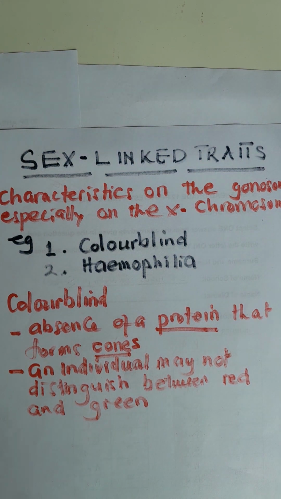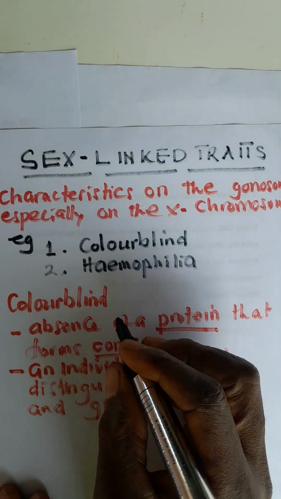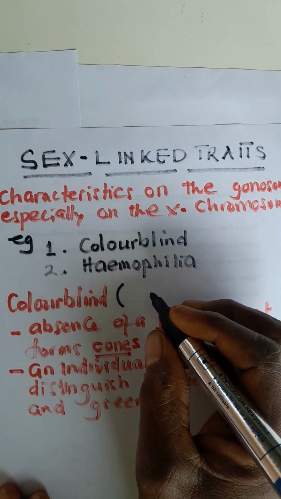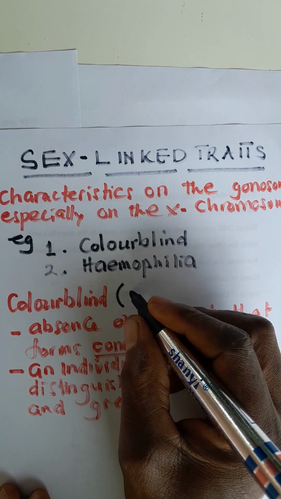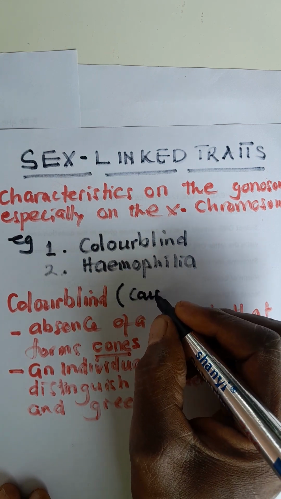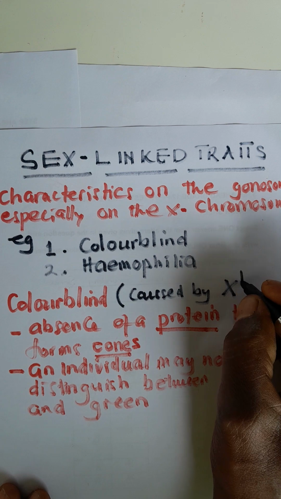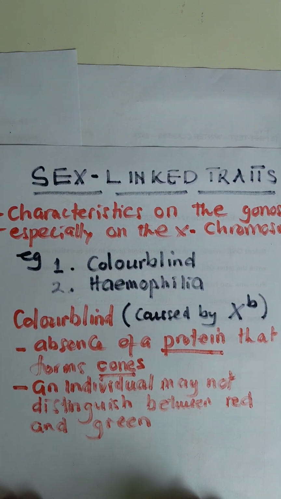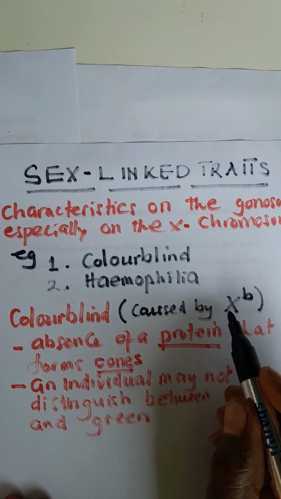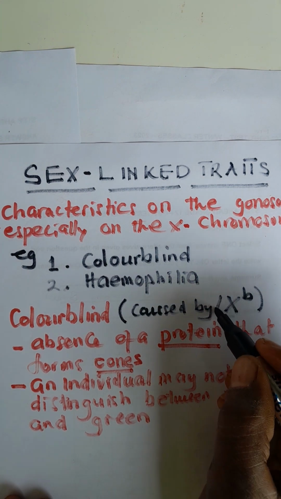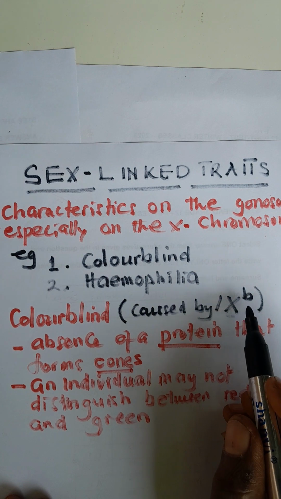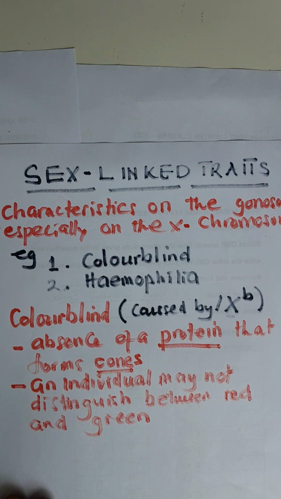Now, what I wish to indicate also is that this colorblind is caused by a recessive allele. It is caused by a recessive allele on the X chromosome. So we normally write it like this. This is the recessive allele. The recessive allele X with a small letter b is the one that causes color blind.